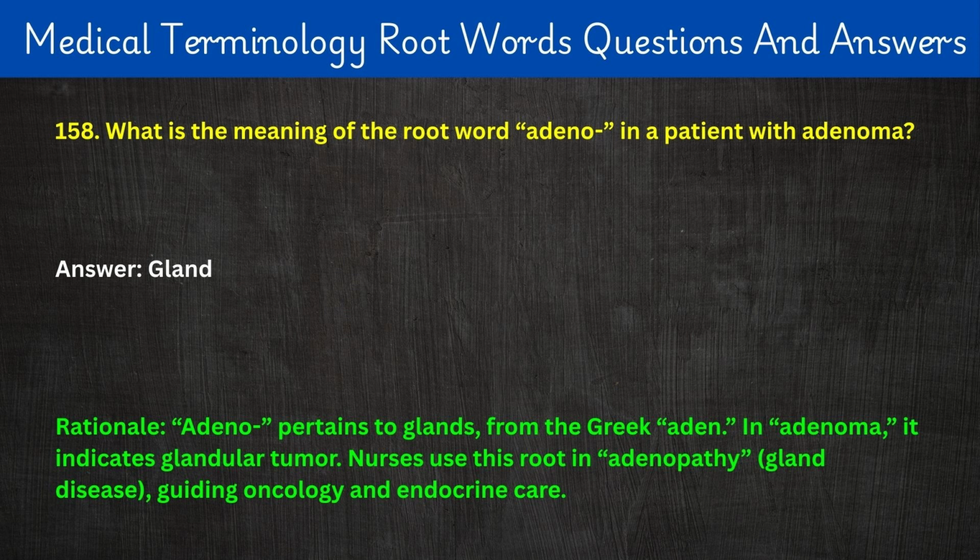158. What is the meaning of the root word adeno- in a patient with adenoma? Answer: gland. Rationale: Adeno- pertains to glands, from the Greek aden. In adenoma, it indicates glandular tumor. Nurses use this root in adenopathy, gland disease, guiding oncology and endocrine care.